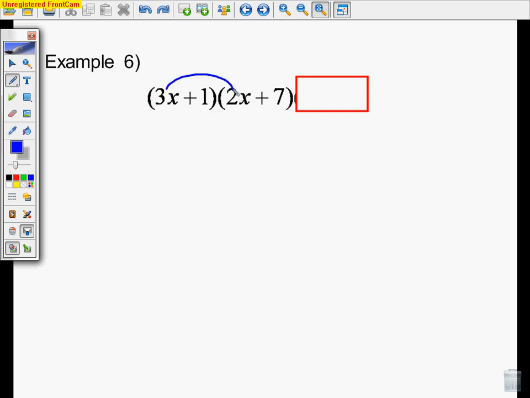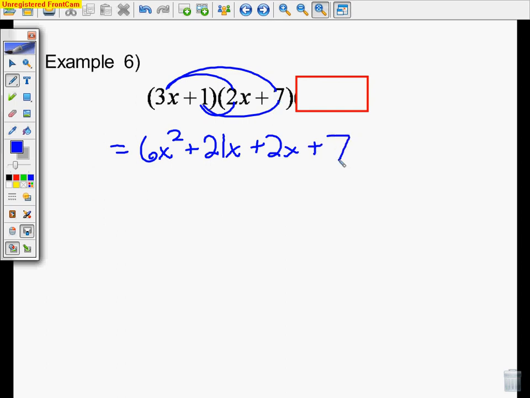All right, so when we FOIL this, we get 6x squared plus 21x. Inside, we get 2x. Last, we get 7. Combine our like terms. We get 6x squared plus 23x plus 7. All right, and once again, if I'm going too fast, go ahead and pause the video so that we can see that.